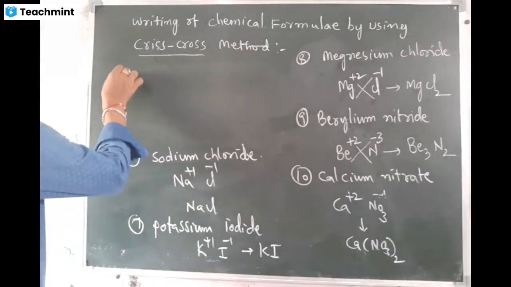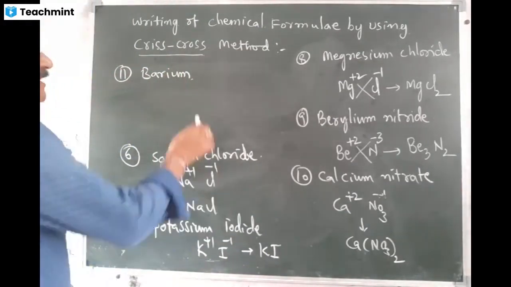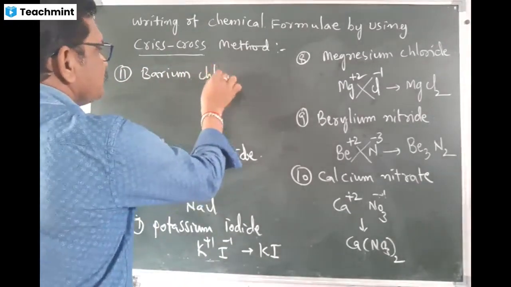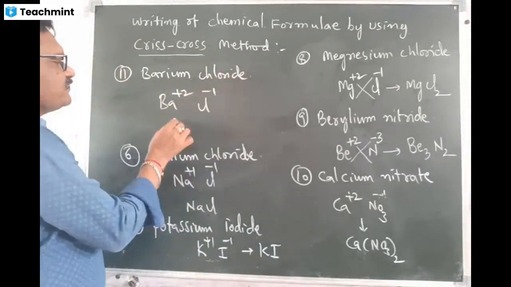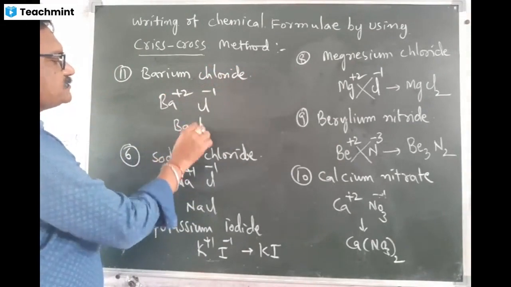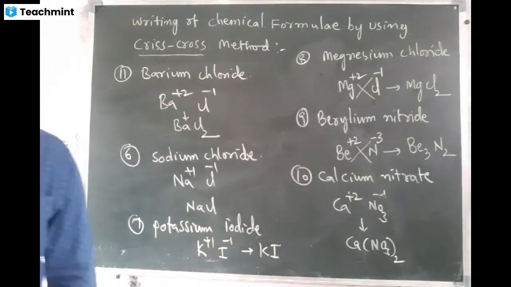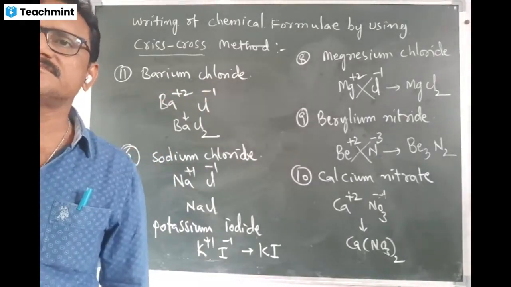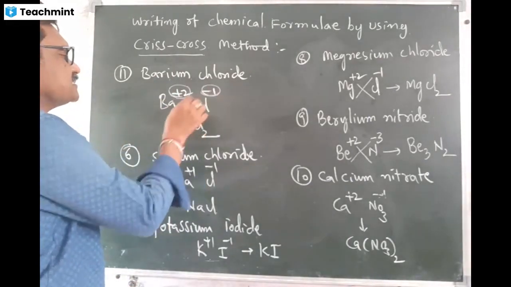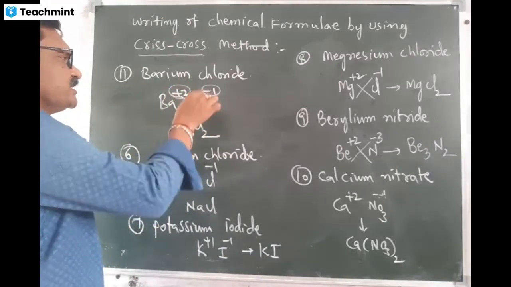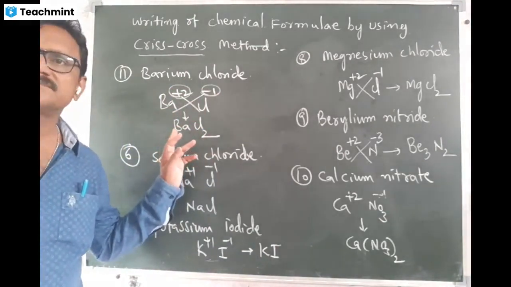Okay, then next, barium chloride. What is the formula of barium chloride? Barium means +2, Ba +2, chloride means -1. Then the formula becomes BaCl2, because you can cross over the charges. You write the name, you write the charges, and you cross over these charges. This is called the crisscross method. This +2 keep here, -1 keep here. Then by this you get BaCl2. Okay, understood?